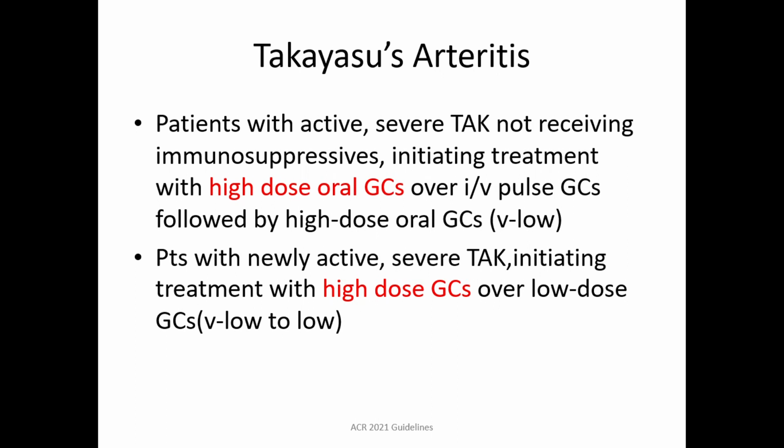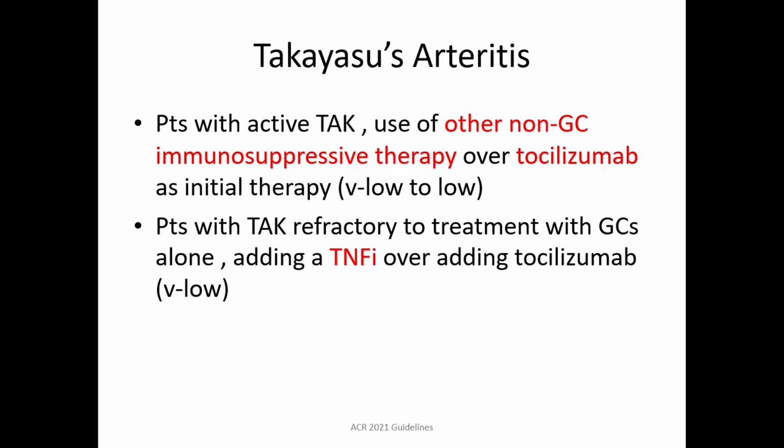In Takayasu, obviously, having active inflammation in the blood vessels, you will be using high-dose oral steroids in comparison to IV pulse steroids, although this is rather debatable, and in some cases you will be using pulses, but it's really dependent upon the nature of the patient's condition. For patients with newly active severe Takayasu, initiating treatment with high-dose glucocorticoid over low dose is supported by the ACR. For patients with active Takayasu, use of other non-glucocorticoid immunosuppressive therapy is recommended over tocilizumab as initial therapy.